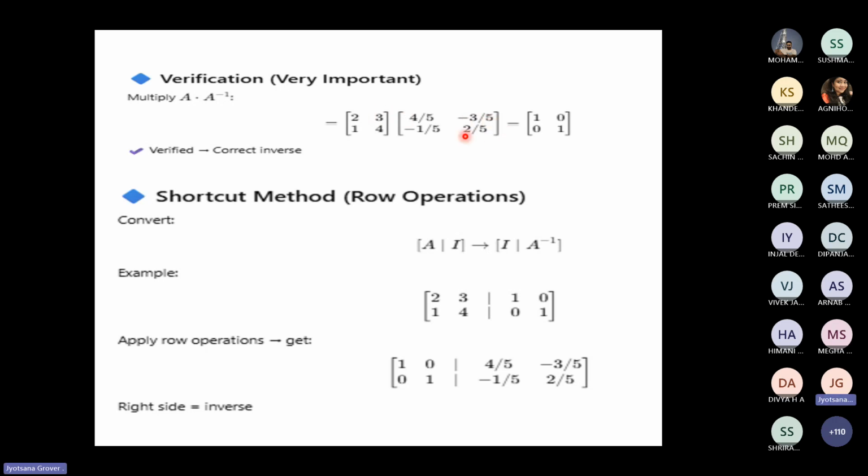Plus 3 into 2 by 5. So 6 by 5. So minus 6 by 5 plus 6 by 5 is 0. Similarly, you get 0 here. So this is the second row, first column.